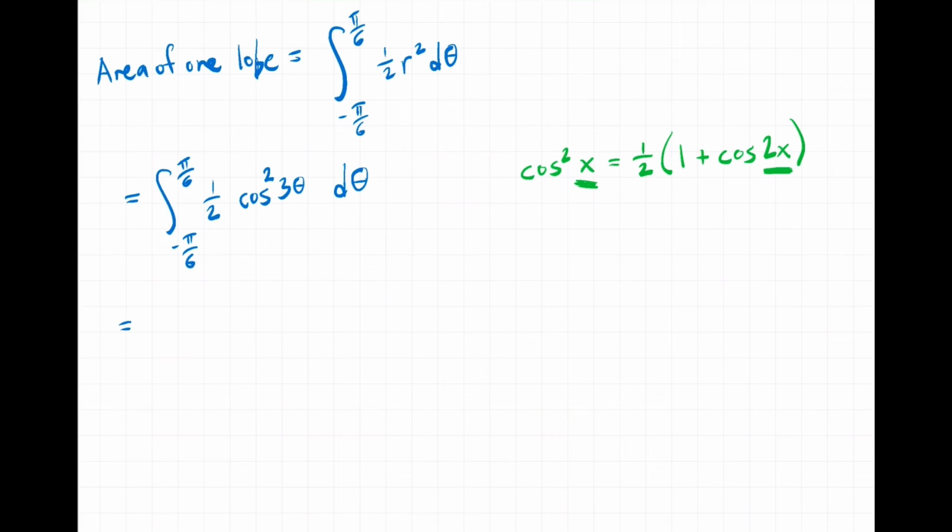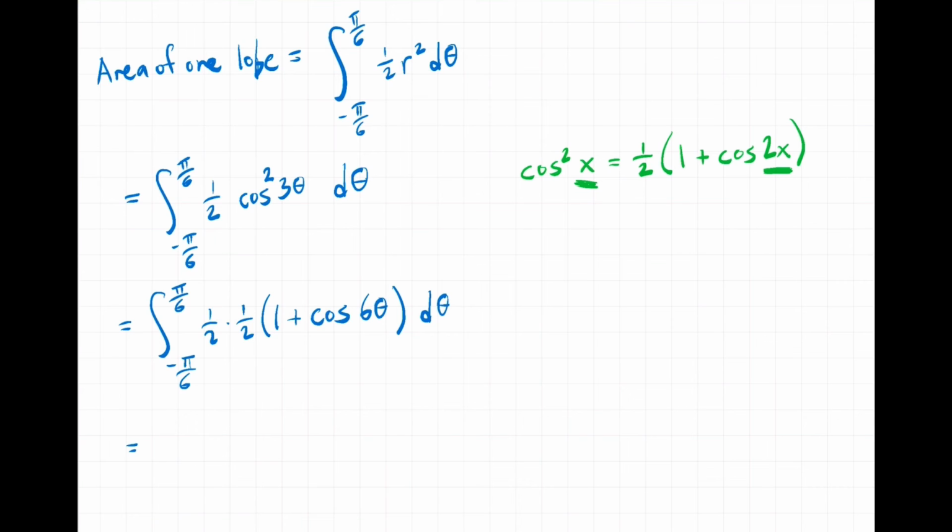This is equal to the integral from negative pi over 6 to pi over 6 of 1/2. Now I'm going to plug in, instead of cosine squared of 3 theta, an extra 1/2 there, times 1 plus cosine of twice whatever the original angle was. My angle was 3 theta, so now I have to say 6 theta. The angle is now twice as big, times d theta. And now we're actually in pretty good shape here. This is not going to be too hard to solve. We can now actually compute the antiderivative.